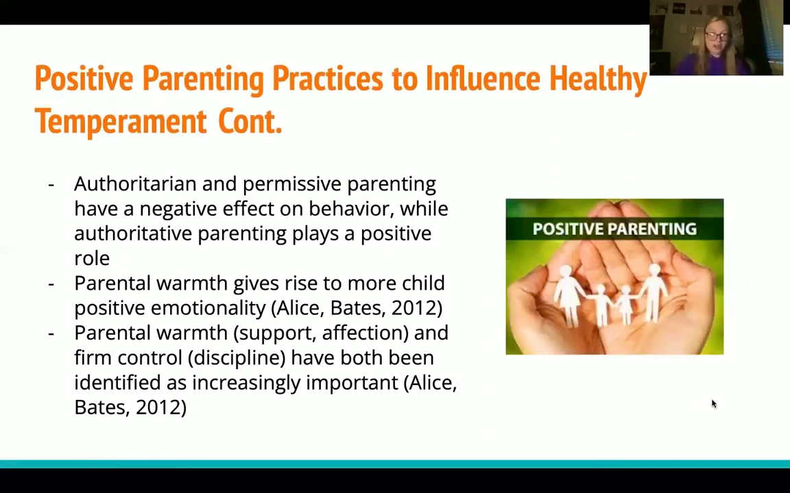Authoritarian and permissive parenting have a negative effect on behavior, while authoritative parenting plays a positive role. Parental warmth gives rise to more positive emotionality in children, and warmth, support, affection, and firm control, so discipline, have both been identified as increasingly important in the development of a child's temperament.